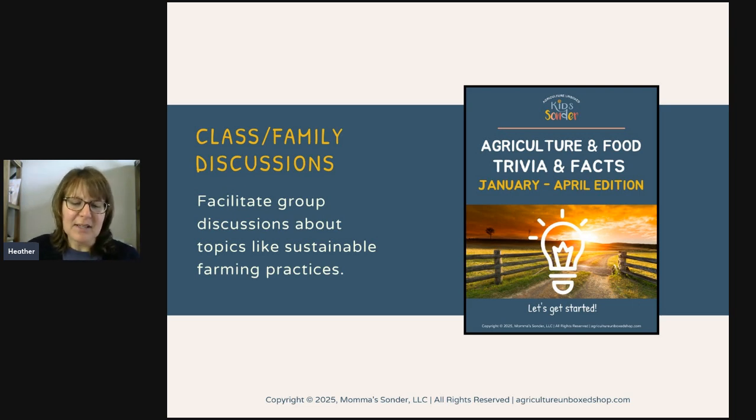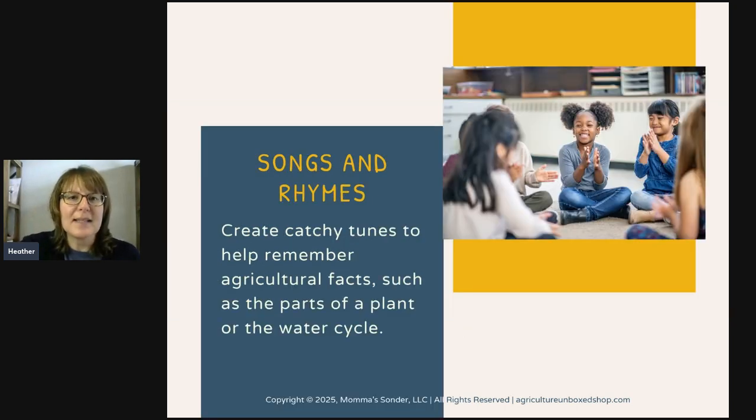So facilitating group discussions about topics like sustainable farming practices, why the egg prices are so high. So having those discussions in auditory ways where they can verbally and listen to those things as well is ways that they like. They like to perform songs too. Again, another way that they listen. So songs and rhymes. So creating catchy tunes to help them remember agriculture facts, such as the parts of the plant or the water cycle.